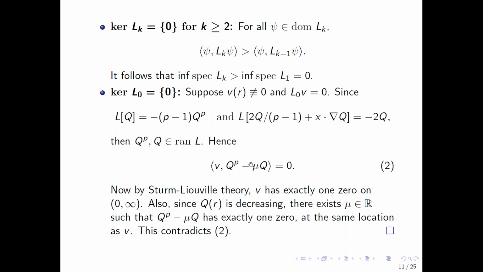So now we have a contradiction because we have two functions, V and Q to the P minus mu times Q. They both have exactly 1 zero at exactly the same spot. So when you multiply them together, you're going to get a product which has the same sign everywhere, and therefore cannot integrate to 0. So it's a simple argument just based on Sturm-Liouville theory that doesn't end around this difficult problem of proving that the radial Laplacian has 0 kernel in this case.